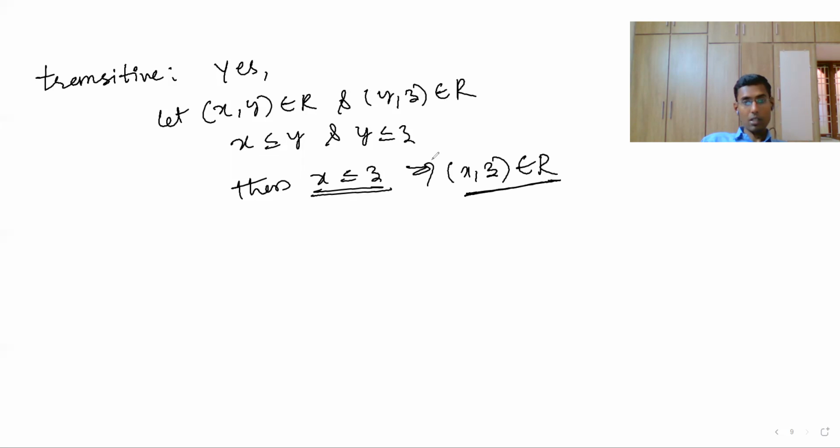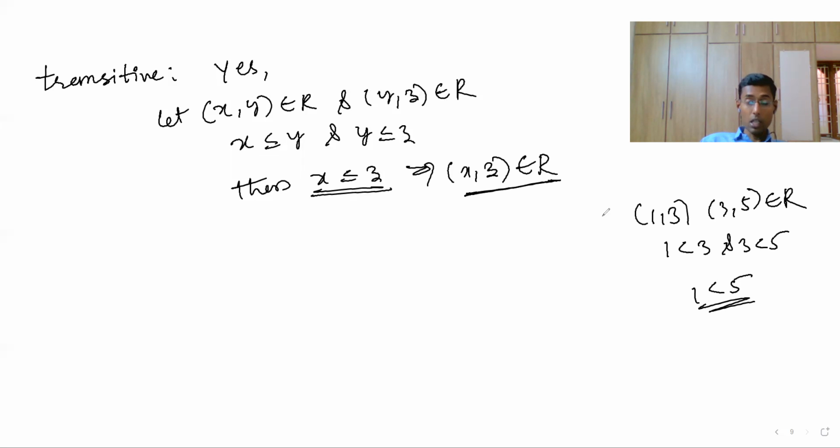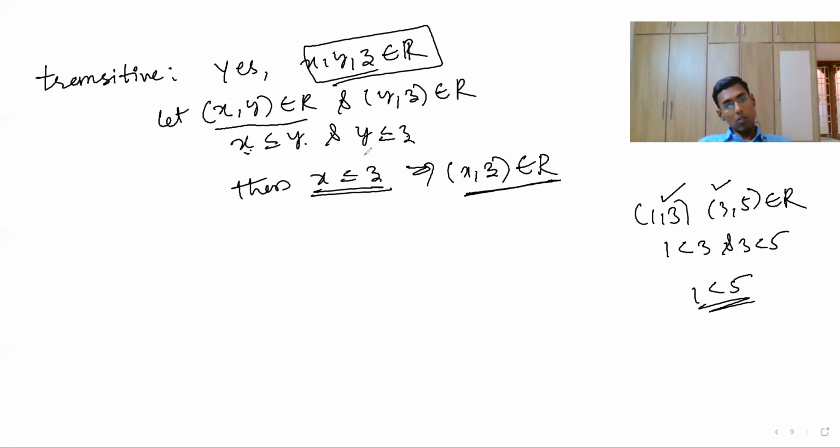You understand? Take 1, 3 and 5. It will always be in ascending order. So 1 is less than 3 and 3 is less than 5, then automatically 1 is less than 5. I didn't take any specific example, I have taken general ones. Here x, y, z are any three real numbers. For any three real numbers, if x is less than y and y is less than z, then you can say definitely x is less than z.